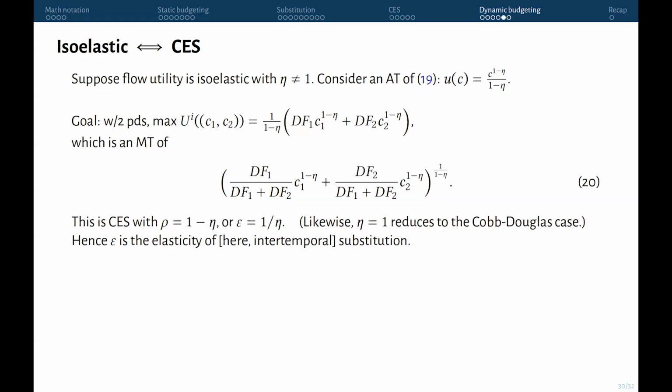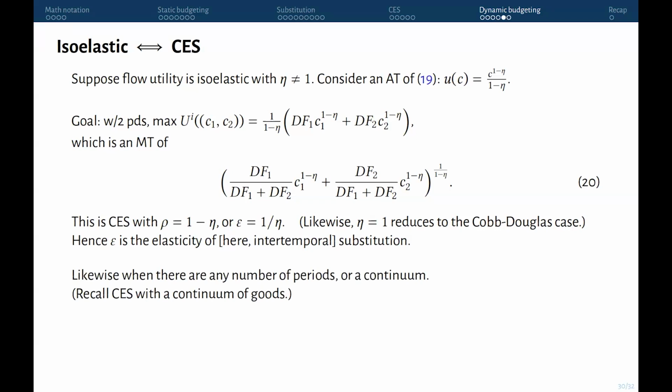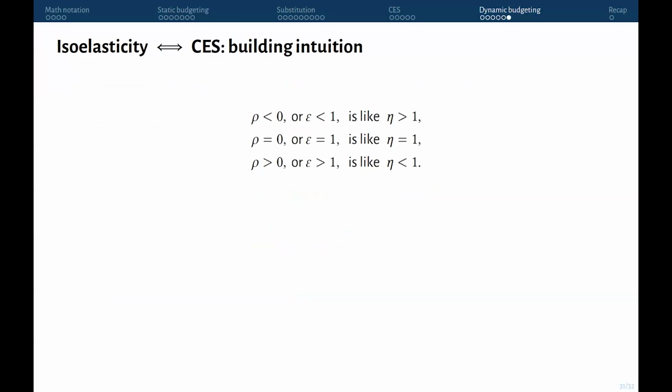And the elasticity of substitution between periods is precisely 1 over eta. That's why we call eta the inverse elasticity of intertemporal substitution. It's just precisely the elasticity of substitution, but where the goods are consumptions at different times. And of course, you can think about continuous time just like before, you could think about a continuum of goods. So these are all the same thing. Rho being less than 0 is like elasticity of substitution less than 1, which is like elasticity of intertemporal substitution greater than 1, and so forth.